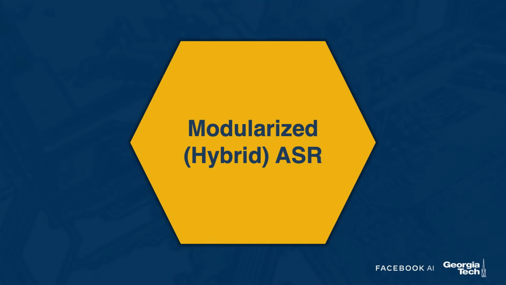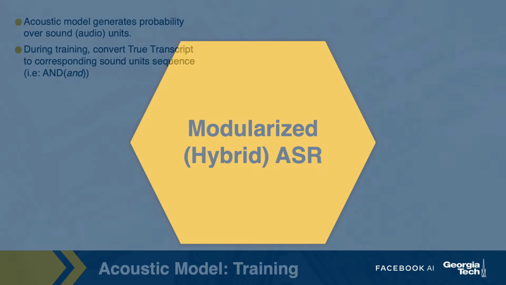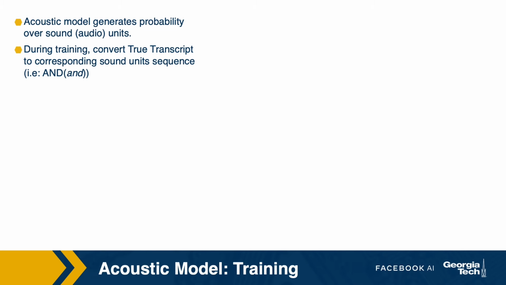Let's now look at modularized ASR systems, and these systems are also called hybrid ASR systems. The first component of a modularized ASR system is the acoustic model. The job of the acoustic model is to generate a probability distribution over sound units in the language. So for example, for English, the sound units could be a, ma, ka, ta, pa, ba, etc.